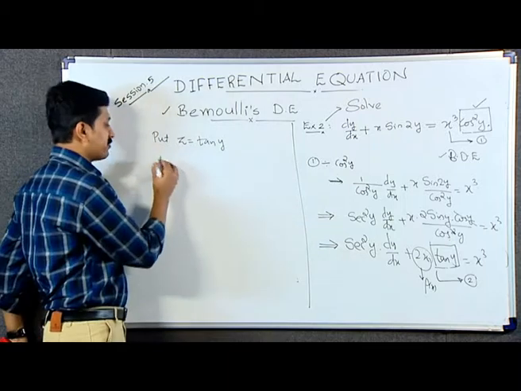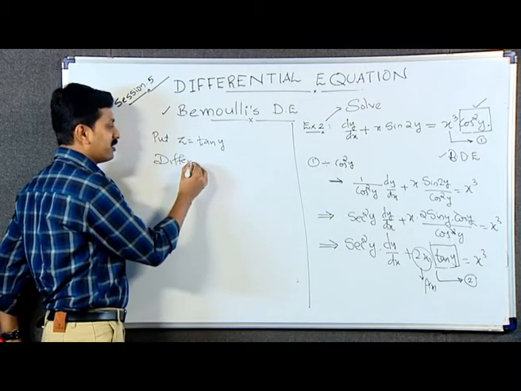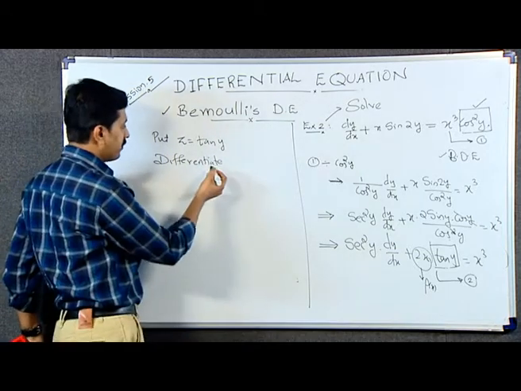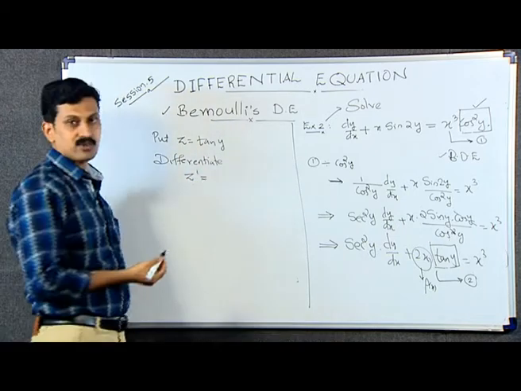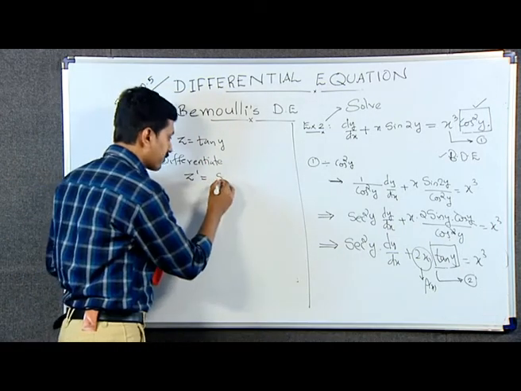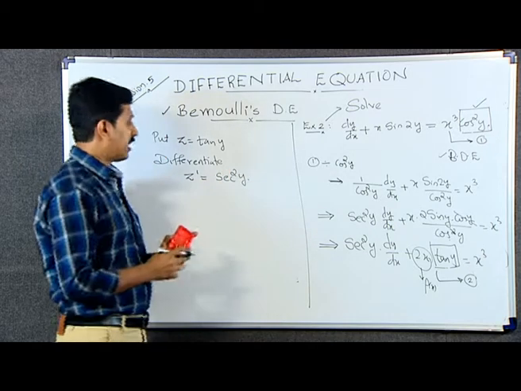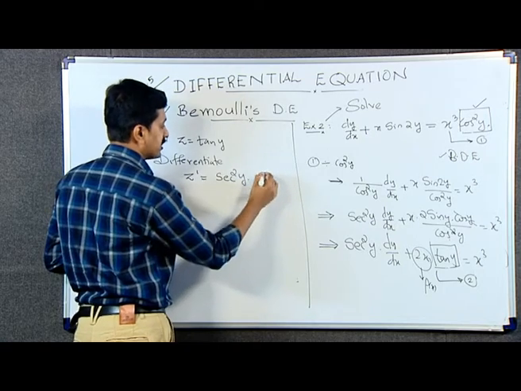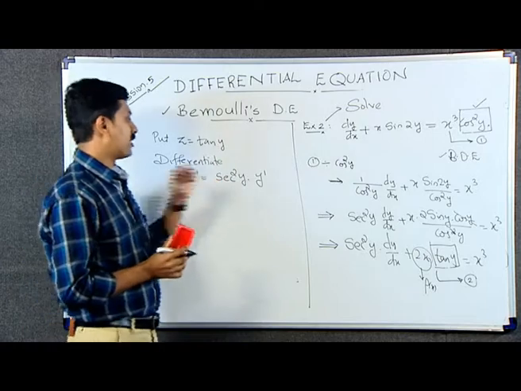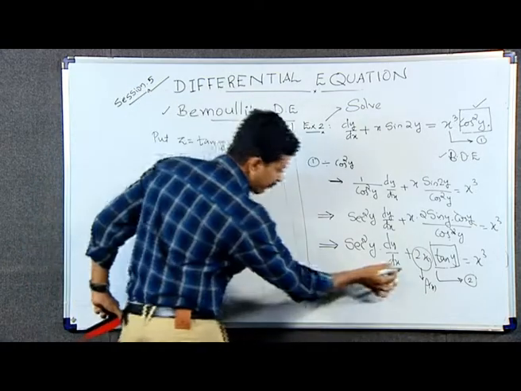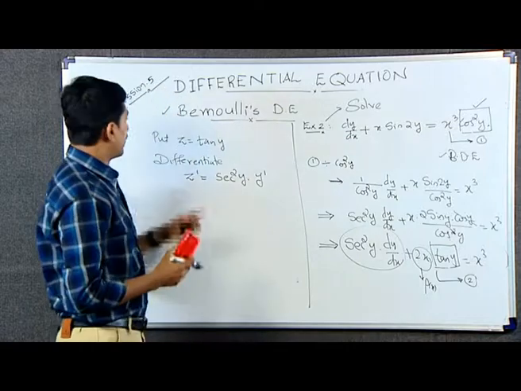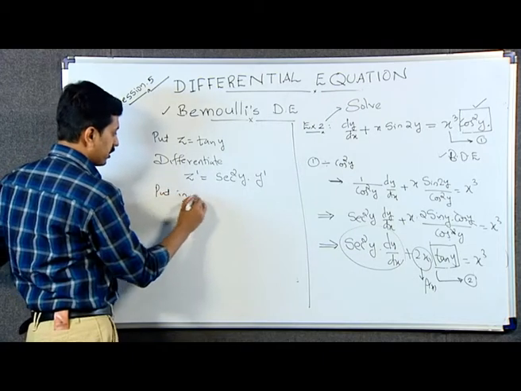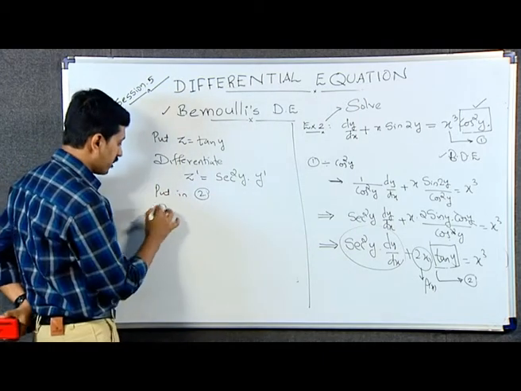Now the next step, as we did in the former problem, is to differentiate. While differentiating, we have z dash equal to the derivative of tan y. The derivative of tan y is sec square y, and because this is a function in y, we again have y dash, dy by dx, so sec square y into y dash. The first term is sec square y into y dash, and tan y is z. We can put these in equation 2.